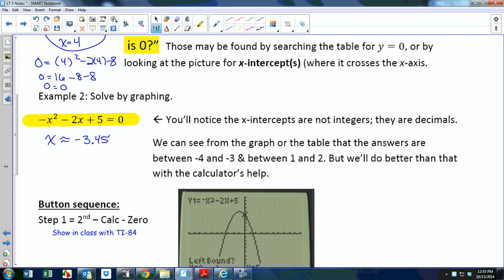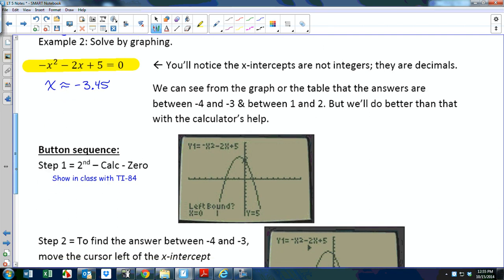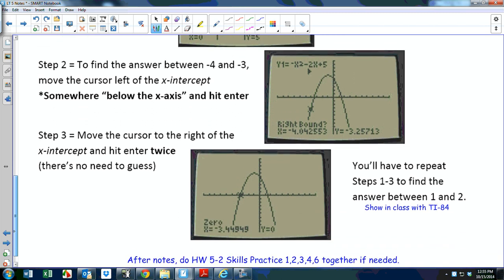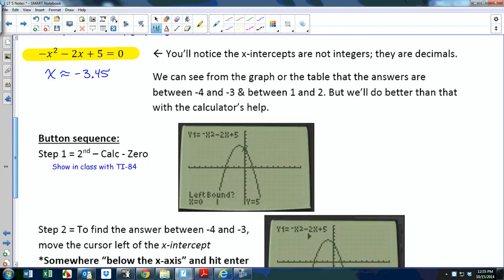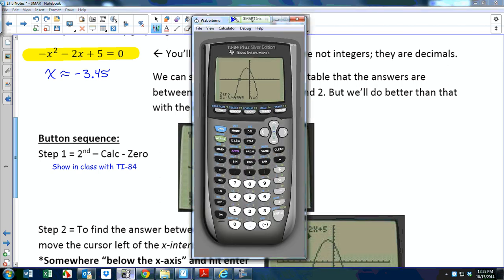All right, now we've got to find the other one. The notes that I typed up for you, the directions down here, step 1, step 2, etc., just walked you through how to find the one we just found. I didn't type up the notes to find the other one, okay? But now our focus shifts. We've got to find the other answer. It's about 1.5, somewhere around 1.5.